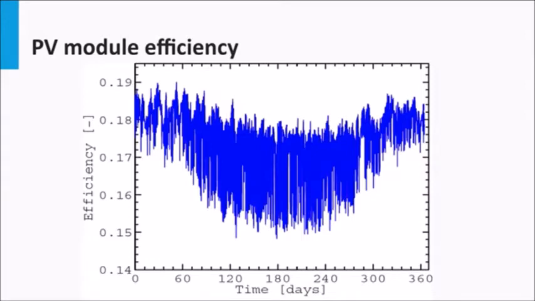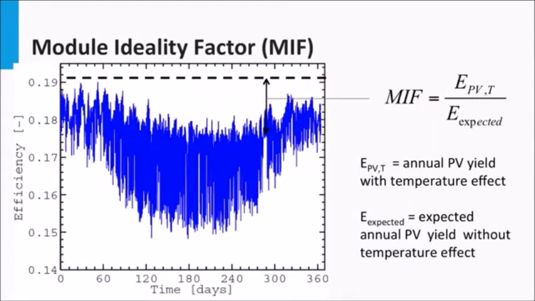To give you an idea of the deviation from the expected efficiency, the rated efficiency is shown for this model. So you see, temperature effect cannot be underestimated as it can turn out to be the biggest reason for a low PV yield. The PV module considered here was a commercial polycrystalline module, and the module's parameters were taken from the manufacturer's datasheet. The difference between the expected PV yield with rated efficiency and the actual yield due to the temperature effect gives rise to a module ideality factor.